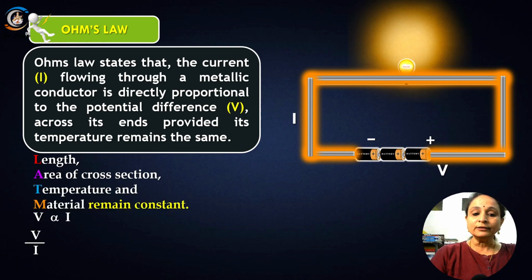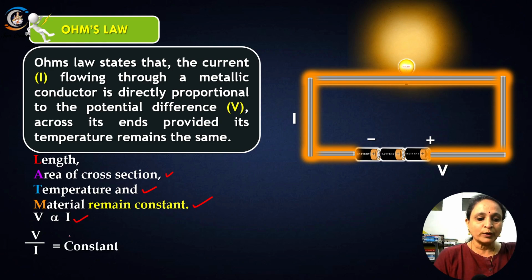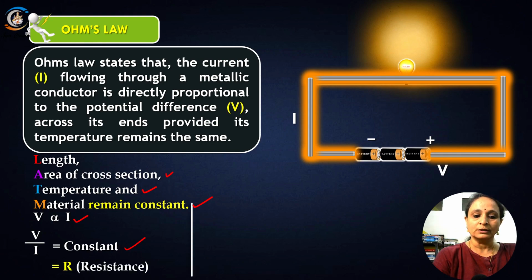If the length of the conductor remains constant, the area of cross section remains constant, the temperature remains constant, and the material is the same, then the potential difference across the ends of the resistor is directly proportional to the current flowing through it, and this V by I becomes a constant. Now this is exactly Ohm's law. Now this constant is called the resistance of the wire, right?